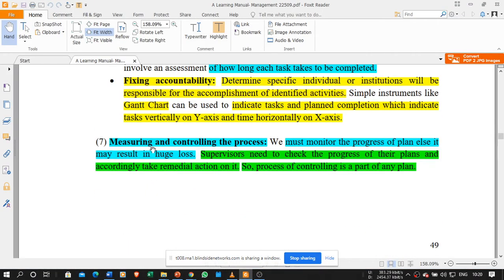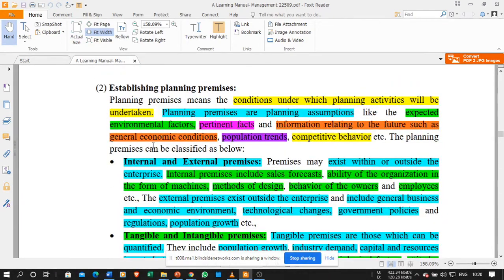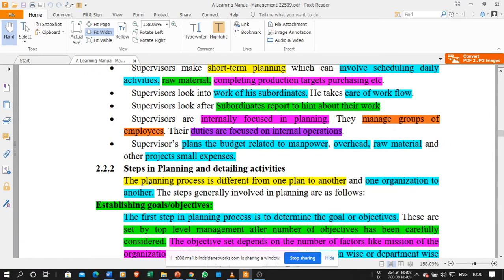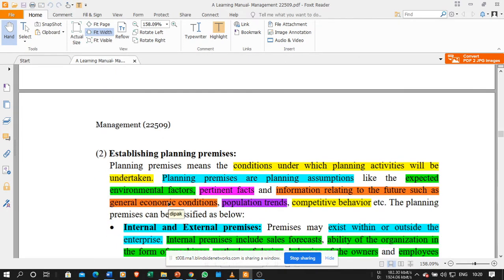Okay, so in the previous lecture we have discussed the planning process and the various steps involved in planning activities. The first step of any planning activity is the establishment of the goal or objective. Once you establish the goal or objective, then we need to establish the planning premises.